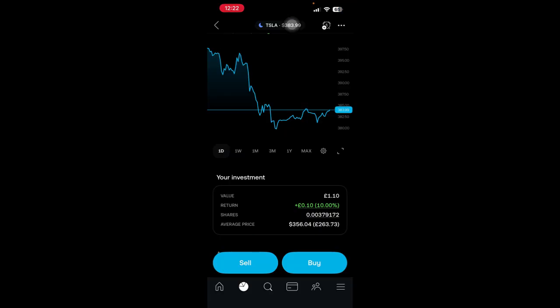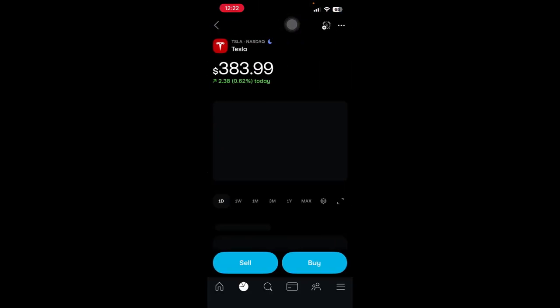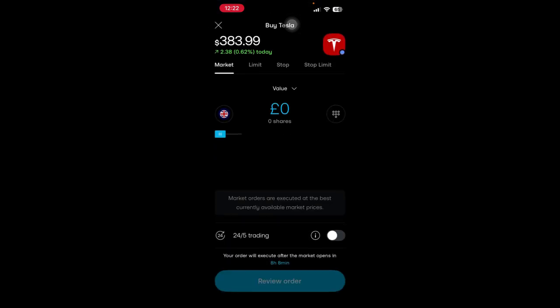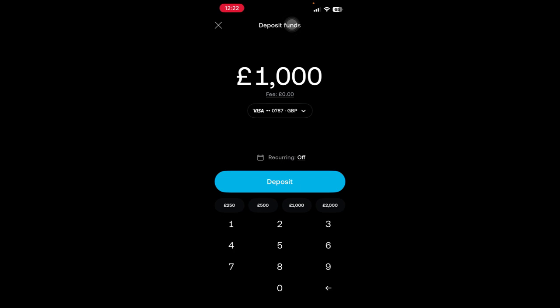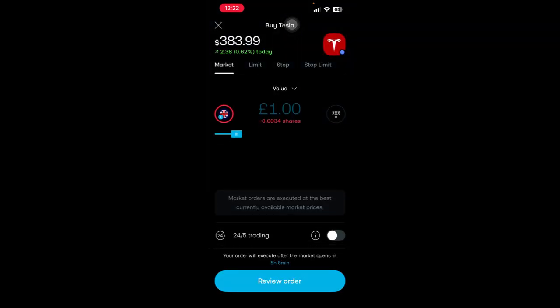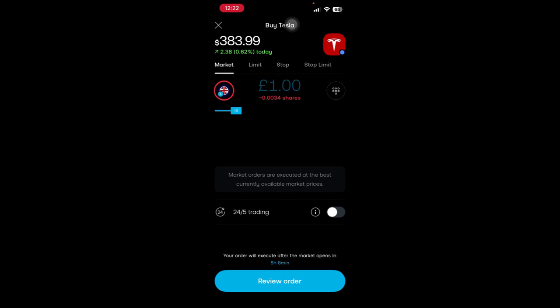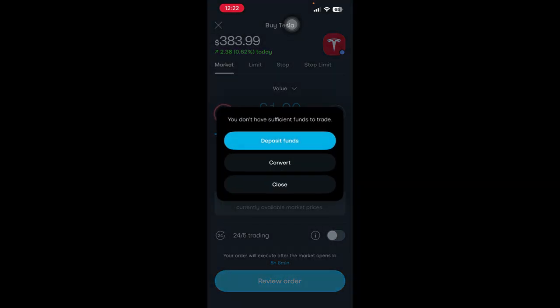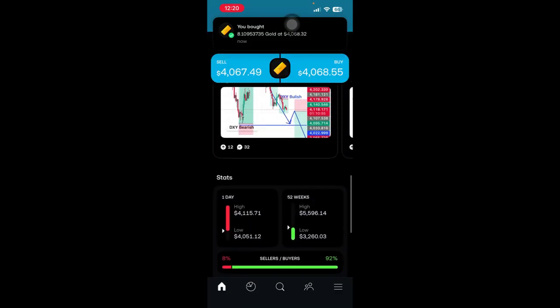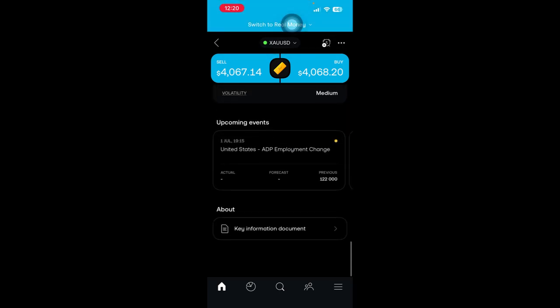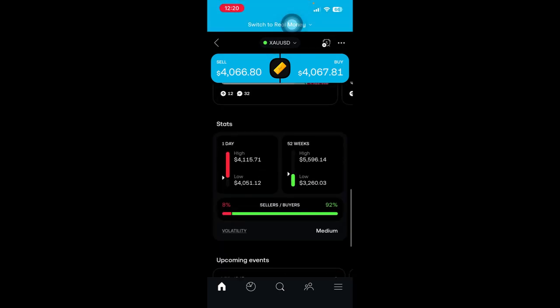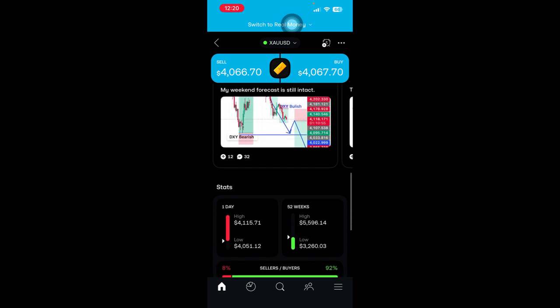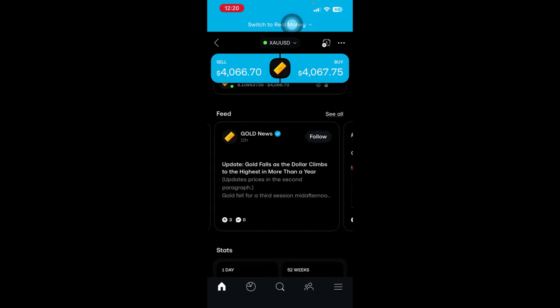So if I want to place a trade with real money, click on one of these, press buy or sell, then you will see potential currencies that you can do. As you can see, the value, you can add the value here and press review order. If you don't have sufficient funds, you have to deposit funds here or convert. And here we can see all of the information regarding that particular market, any upcoming news, stats, the forecasts about other people who are trading gold also.